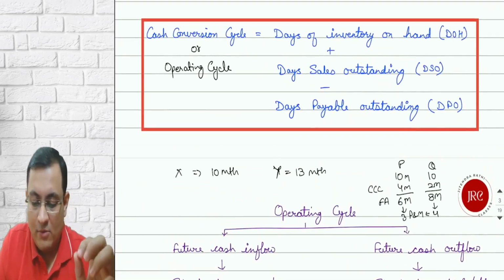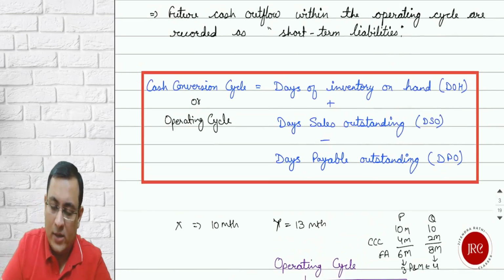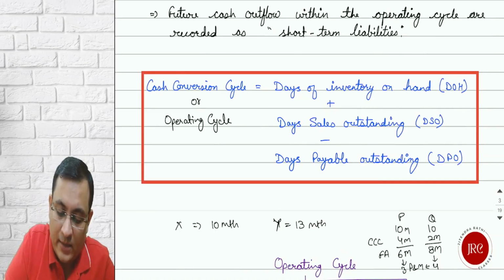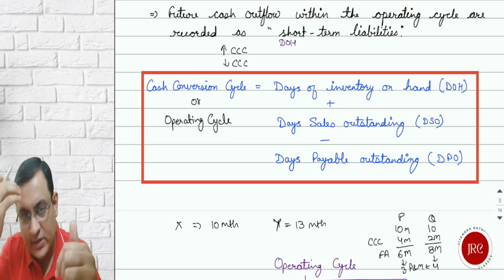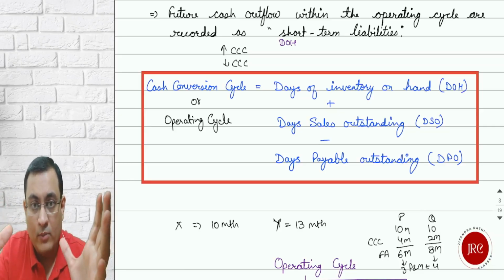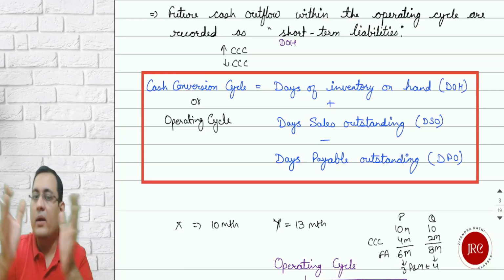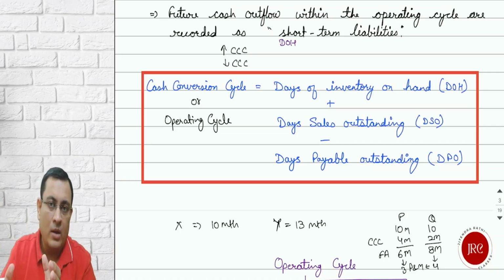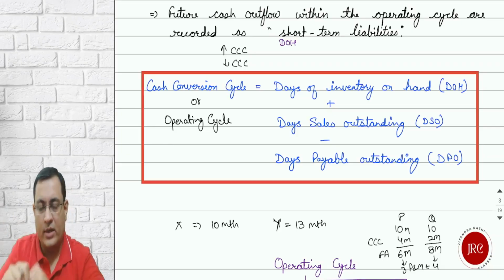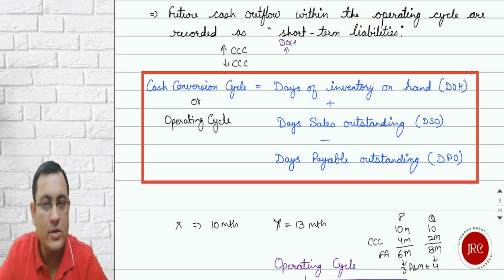So what will be the impact of these three heads, increase and decrease, on the cash conversion cycle? If your DOH, days of inventory on hand, is increasing, this means you are holding more inventory. First we were holding 3 months of inventory, and now we are holding 4 months. Either we are holding more raw material, or we are taking more time for production of finished goods, or we are holding more finished goods inventory. If we increase that period, your cash conversion cycle will also increase from this equation.